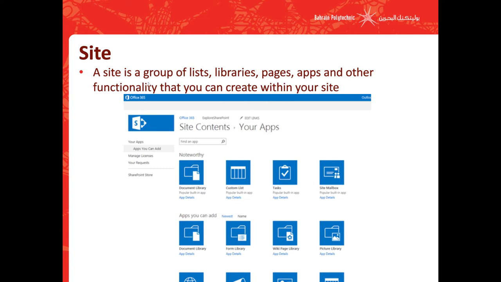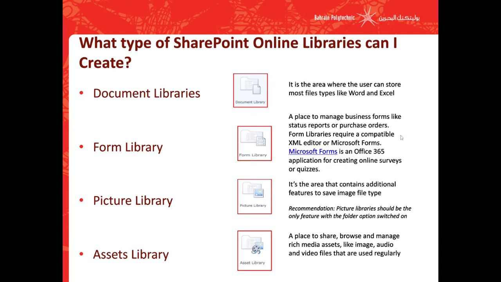A site is a group of lists that you create: libraries, pages, apps, and other functions you can create on this SharePoint site. Different libraries that you create with SharePoint. Document library, where you store your file types. They must be Word, Excel, they must be editable files. You cannot have any PDFs in your document library. That's because when you're working as a team, everybody in the team should be able to edit the documents, and you can't do that with PDF.